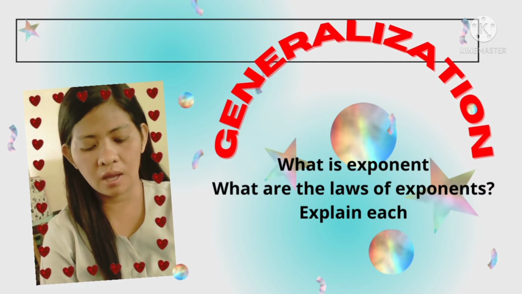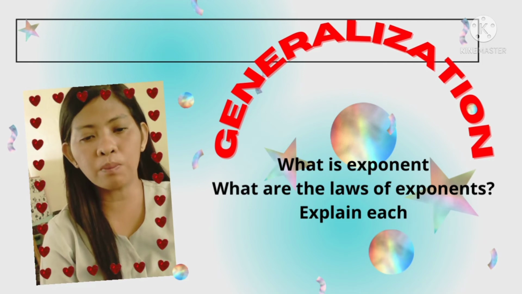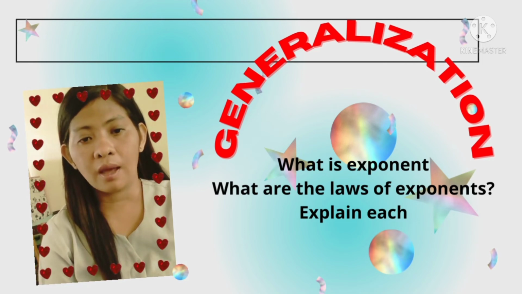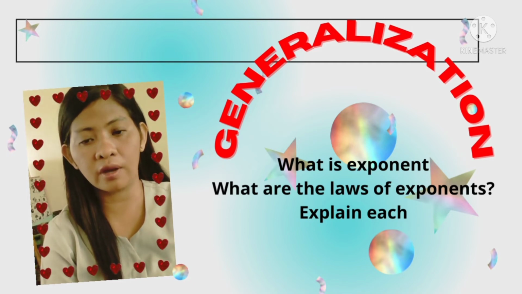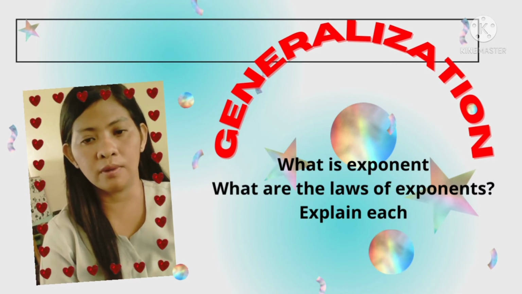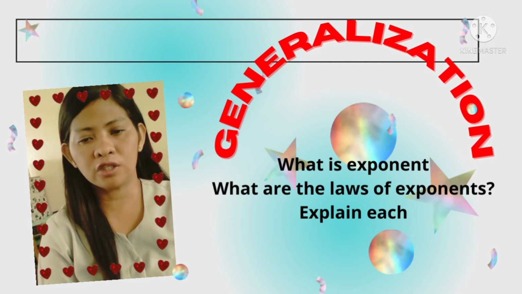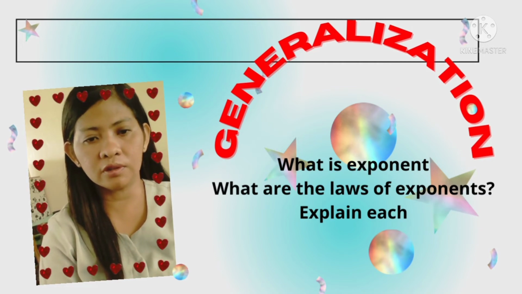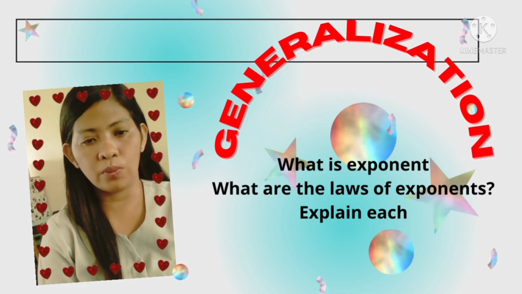Next is power of power. In power of power, you will just multiply the exponents because the exponent is raised to another exponent. In power of a product, you will multiply the exponent, but the base has more than one term. So you will distribute the exponent to all the given terms in the given equation.